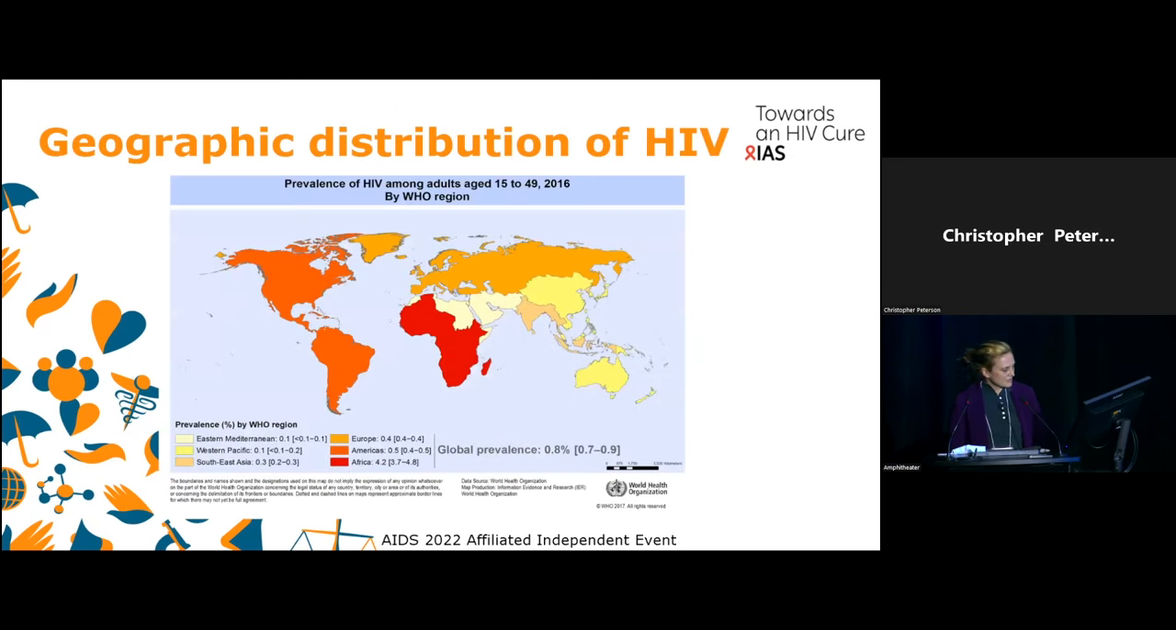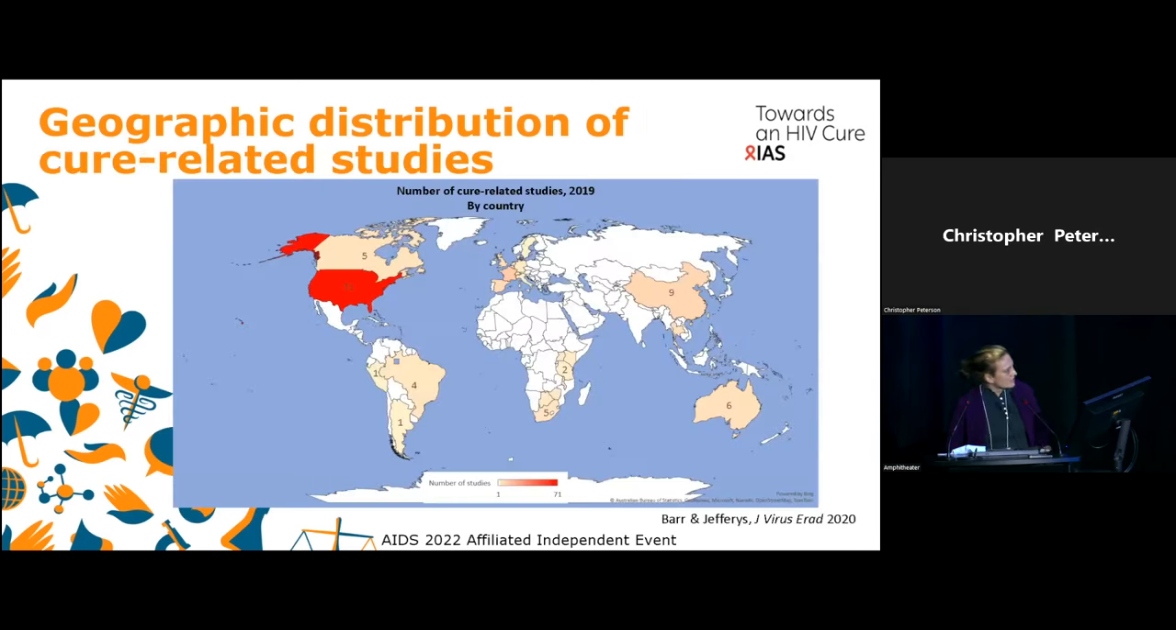I know that you are all familiar with the geographic distribution of HIV, shown here as WHO data, with the prevalence of HIV among adults. This is from 2016. And the work that I'll be sharing with you today is from a set of landscape analyses that Richard and I did looking at the cure-related research field in 2018 and 2019.